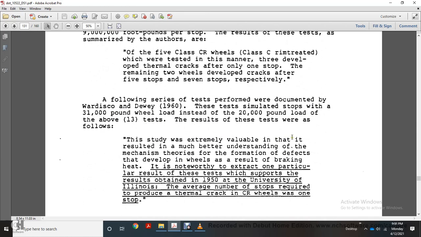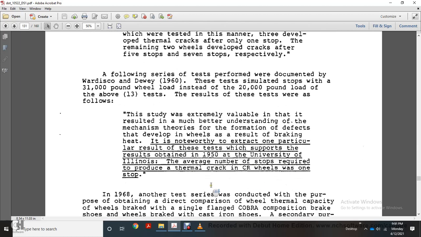The study was extremely valuable in that it resulted in a better understanding of the mechanism and theories of the formation of defects in the wheels as a result of braking heating. One particular result of the test supports the result obtained in 1950 at the University of Illinois. The average number of stops required to produce a thermal crack on the wheels was 1 stop.